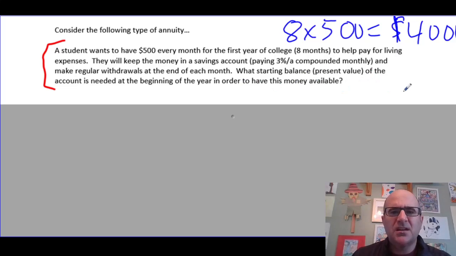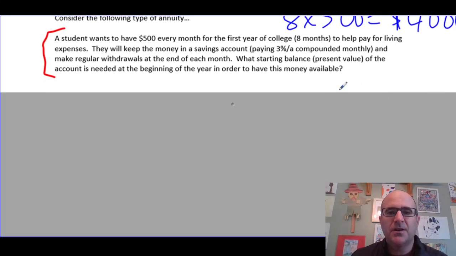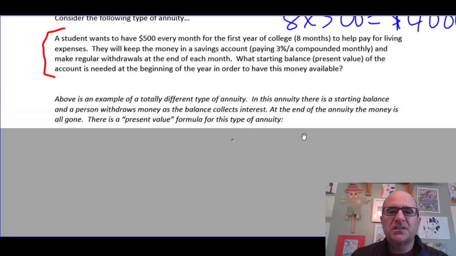So we're basically saying what its starting balance must be in the account in order to have $500 a month. What do you need? It's going to be a little less than $4,000 because the money will collect interest. You don't need all that money right away. So this is a different type of annuity. It's important to understand that in this annuity, we have what's called a starting balance, or that actually is what's called a present value. Okay, so starting balance, the exact same thing as a present value.